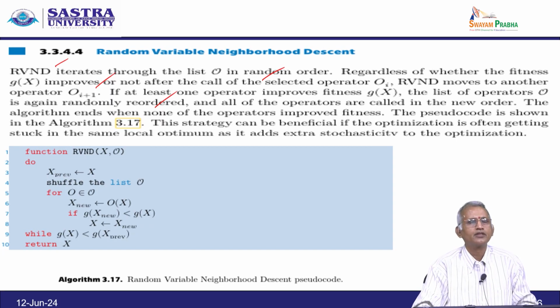So, the pseudocode is shown in Algorithm 3.17. This strategy can be beneficial for the optimization, which is often getting stuck in the same local optima, as it adds extra stochasticity to the optimization.